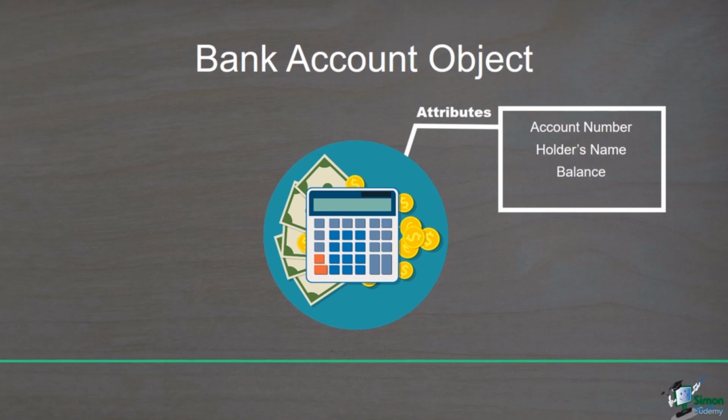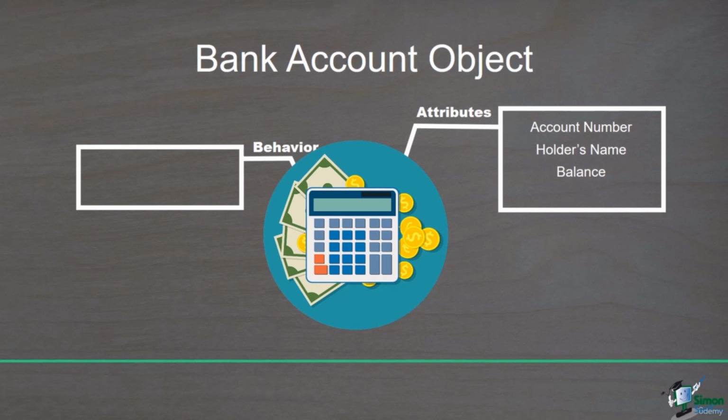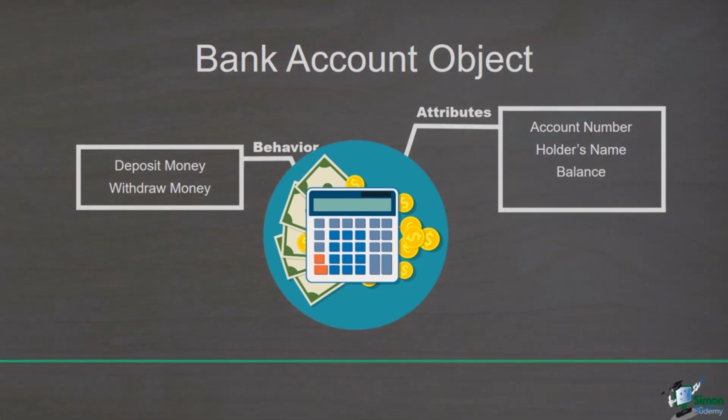Now let's see what methods a bank account object has. Just think about what we can do with our bank account. We can deposit money into the bank account, and we can withdraw money from a bank account. So these are 2 behaviors of a bank account object. In this video, we will see how to add methods to our class. Now let's go to the code and see what we can do in practice.